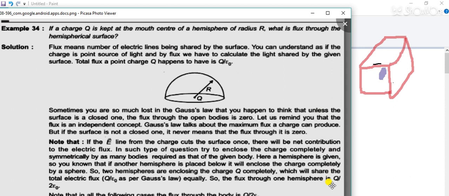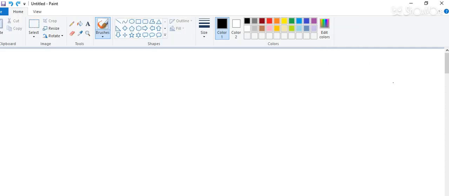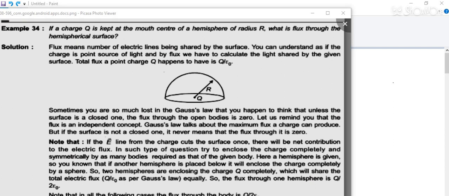But in these cases we will study about open cases, like suppose it is a cube and the charge is placed at any edge. Suppose the charge is placed like this, this is a charge, and the charge is placed at this edge, center of this edge. Charge is placed at this face, center of this face.